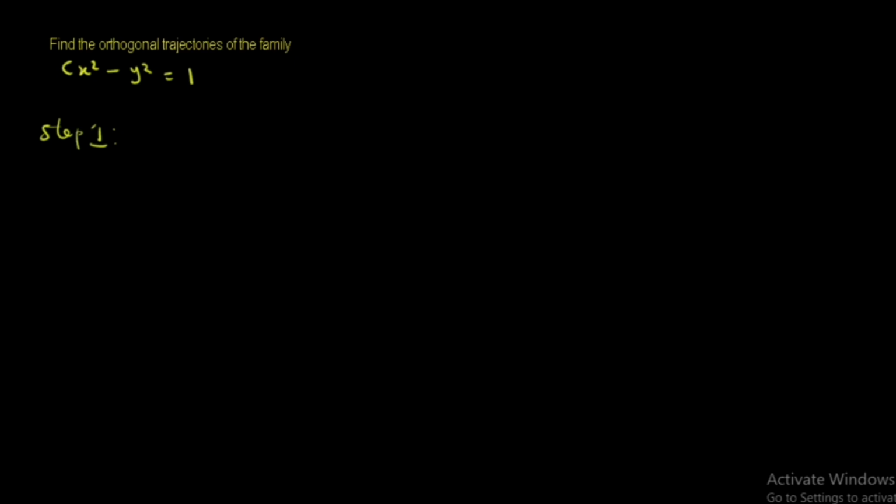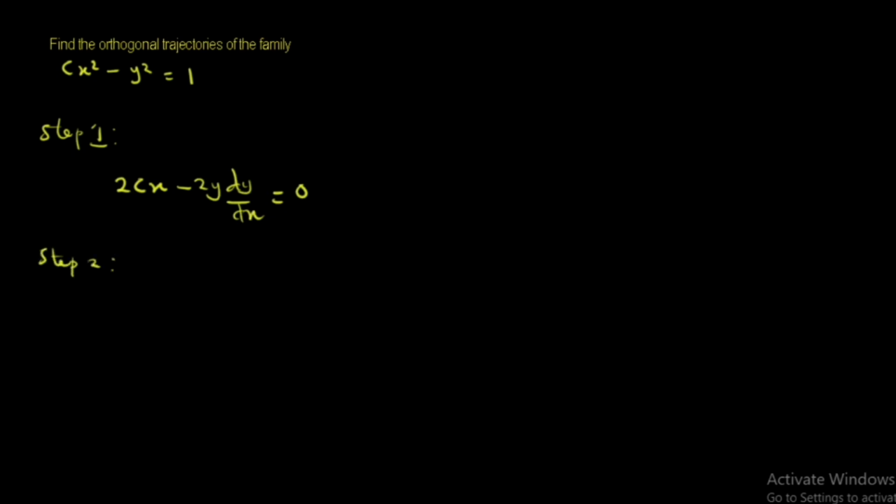So let's see. We're going to get 2cx minus 2y dy over dx is equal to 0. I hope you had that right. Now we have step 2. What will be step 2?